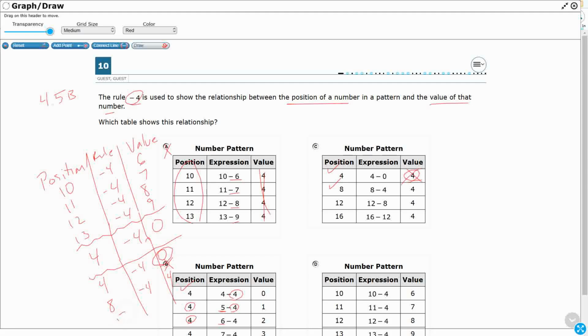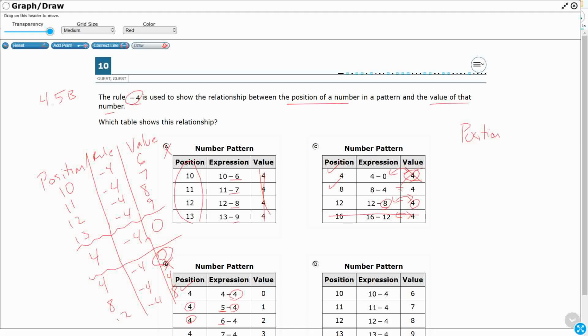And then look at this 12. 12 minus 4 should be 8. But they flip these. They want to keep making the value 4, so these two should be flipped. These two happen to be fine because they both happen to be 4. They're going to flip these two, so that's not going to work. So let's see if D finally works.